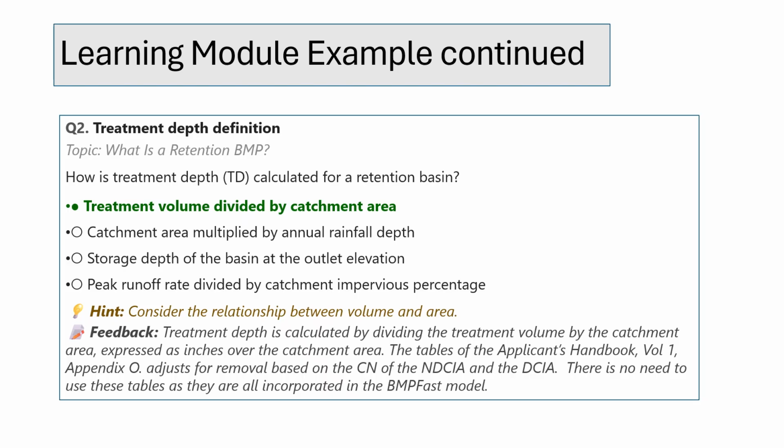The feedback reinforces that once you have your treatment depth, the Applicant's Handbook Volume 1, Appendix O provides tables that adjust for pollutant removal, based on the curve number of both the non-directly connected impervious area and the directly connected impervious area. That said, you do not need to work through those tables manually, because they are all incorporated directly into the BMPFast model, which handles those calculations for you automatically.